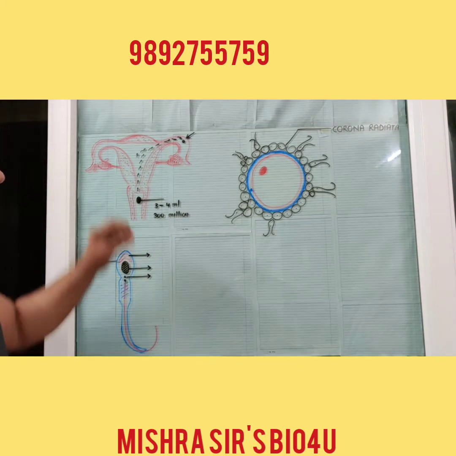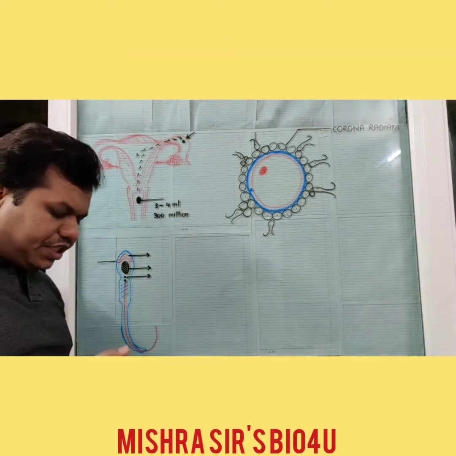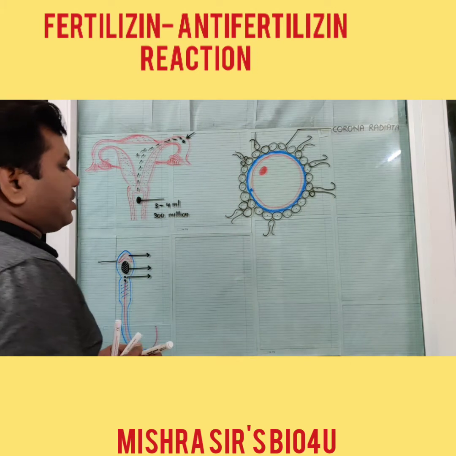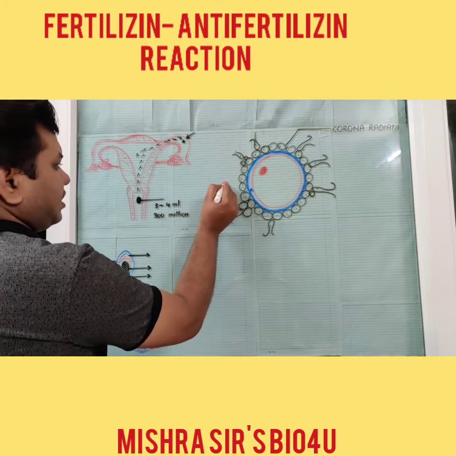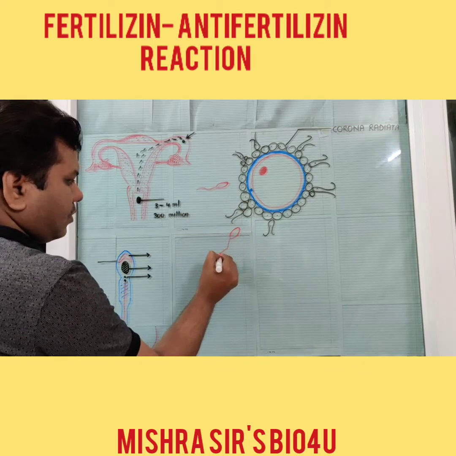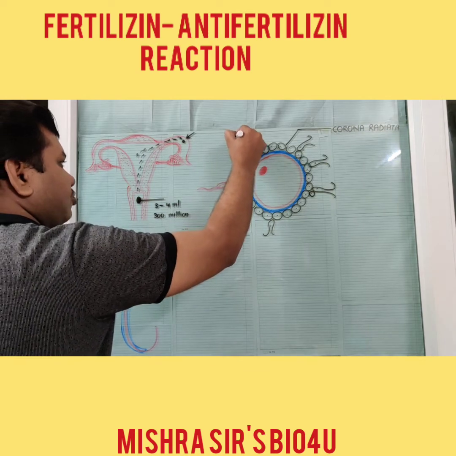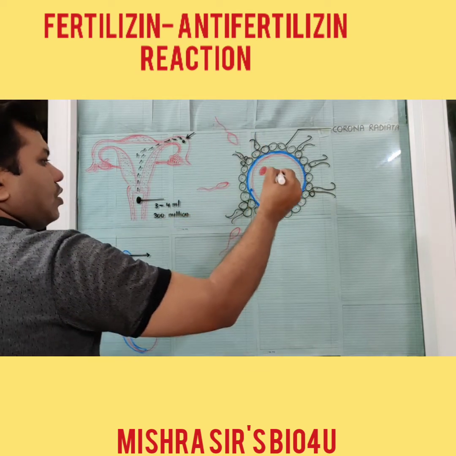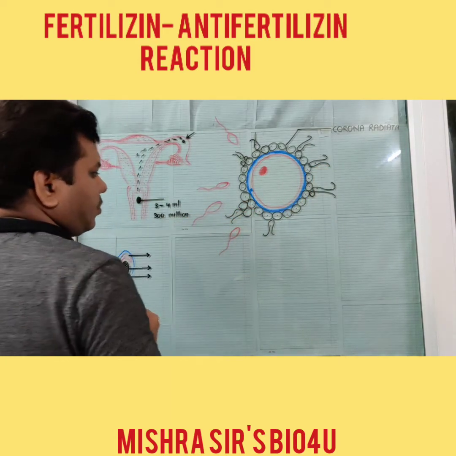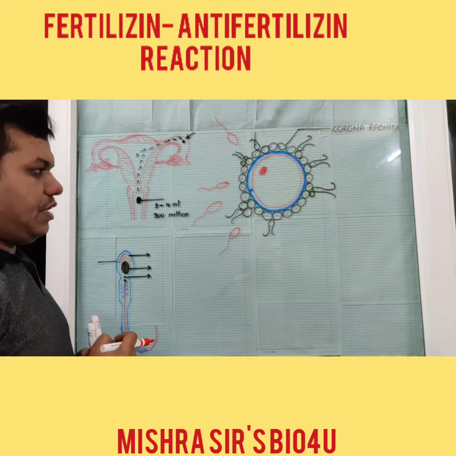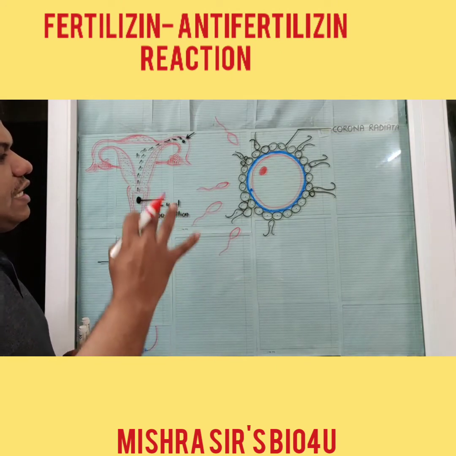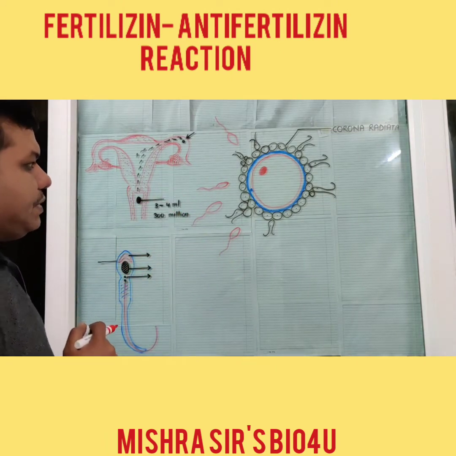So now let us consider these sperms have reached the ovum. Now when they reach the ovum, please understand what happened here. When the sperm is approaching the ovum, a kind of chemotactic movement takes place. Here a kind of reaction takes place, which we call the fertilizin-antifertilizin reaction.